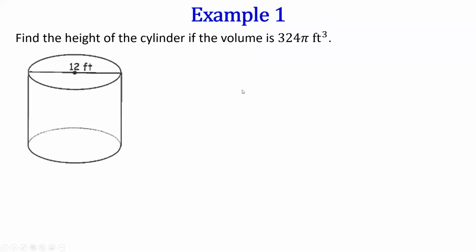So in today's lesson, we're going to be looking at what happens if you know the volume, but you're missing one of the dimensions. In other words, what if you know the volume, but you want to know what the height is, or you want to know what the radius is? How could I find that information?